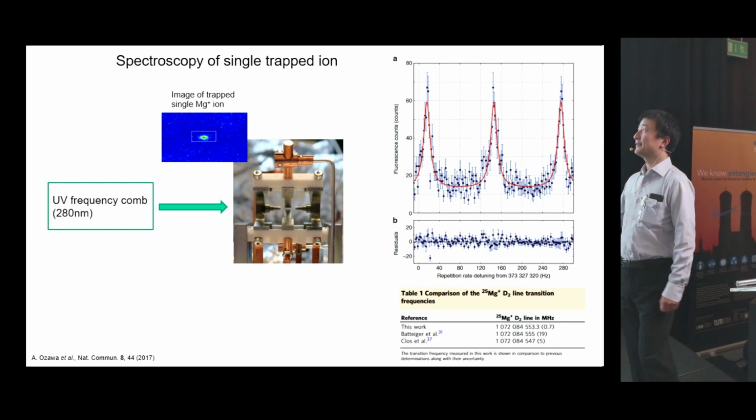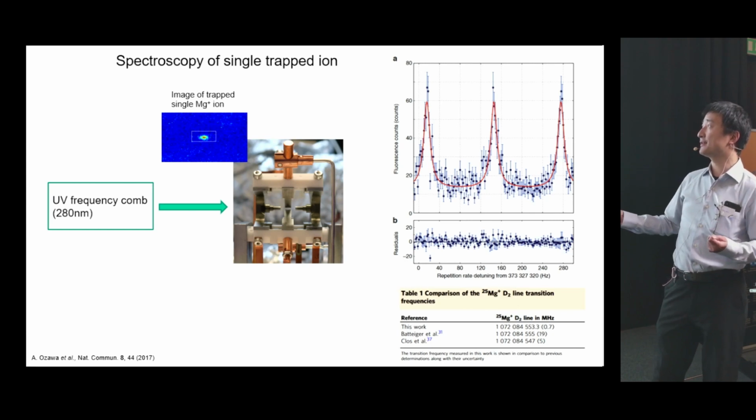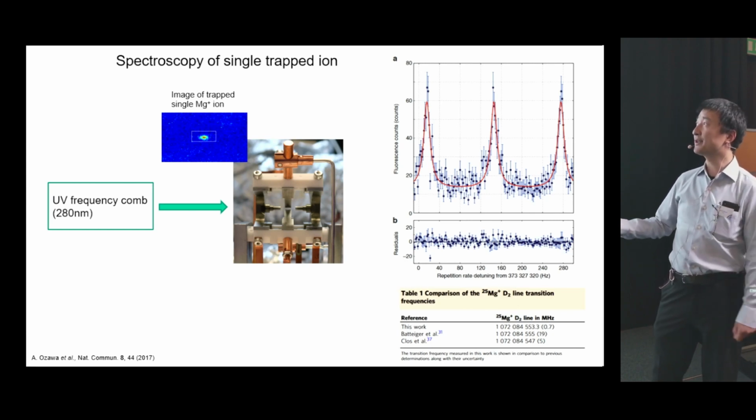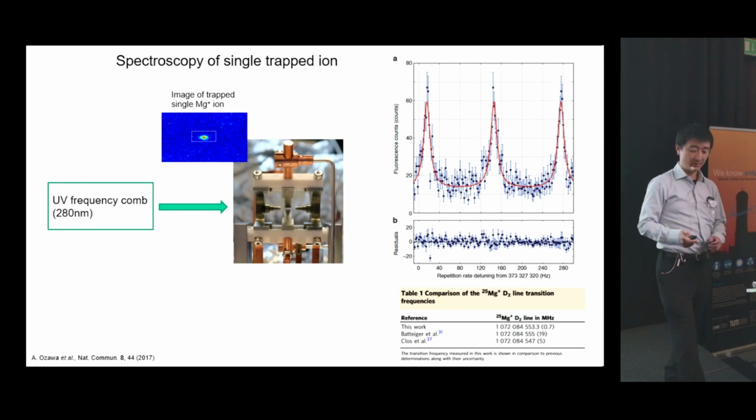So this is called direct frequency comb spectroscopy in the sense that we don't use CW lasers to excite the target, but we use the frequency comb itself to excite the target. So this is yet another application of the frequency combs.